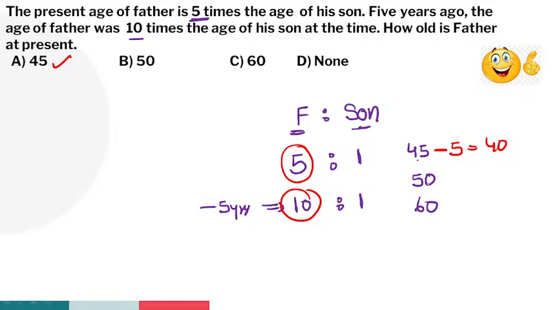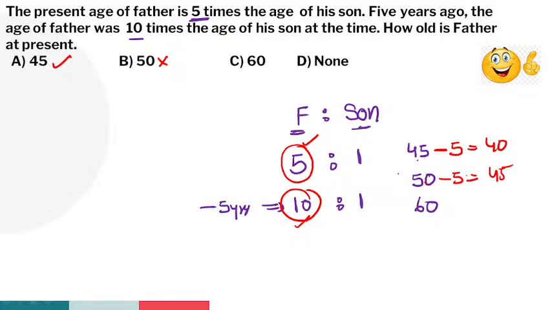Second option is how much? 50. 50 is a multiple of 5. Yes, 5 tens are 50. 5 years ago. Ago means minus. 50 minus 5, 45. 45 is a multiple of 10? No, that's wrong, I see.